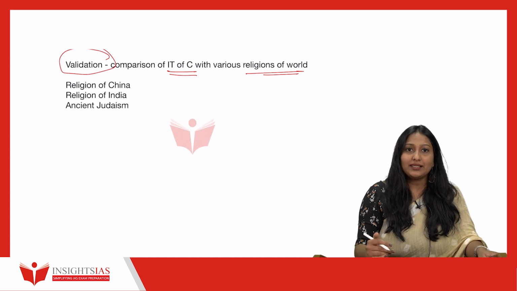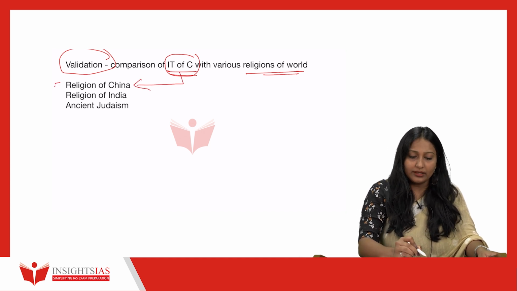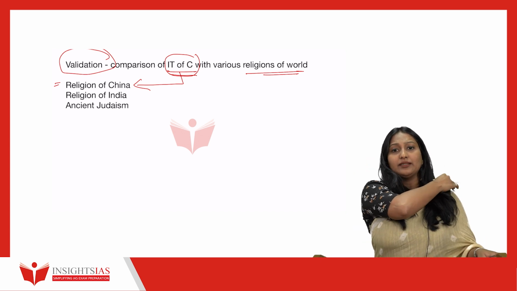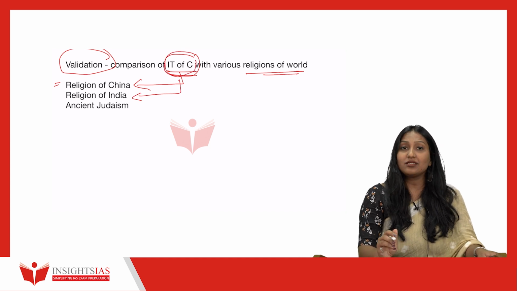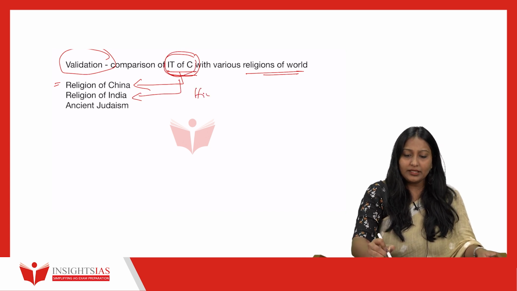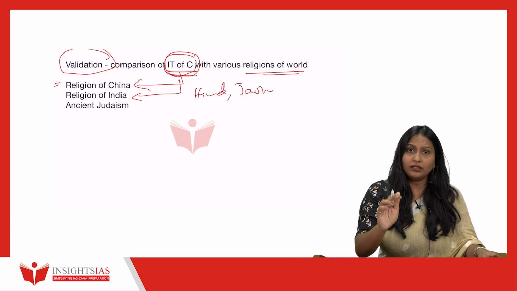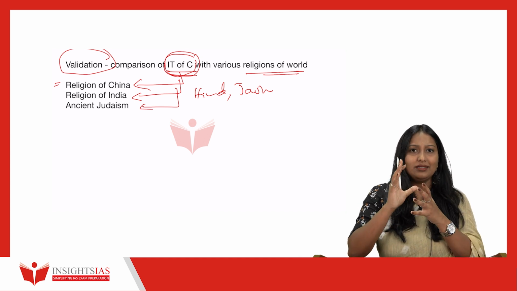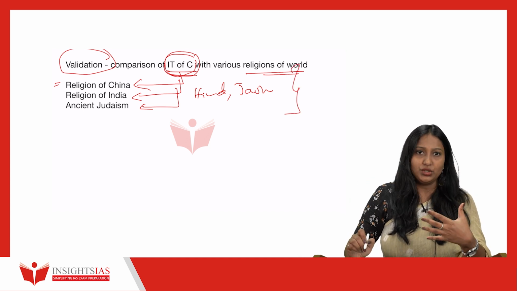So which religion will he compare? He will compare the ideal type of capitalism to the religion of China. This is the book title. Okay, you can write the book title, even if not, that is totally fine. And then he will compare capitalism to the religion of India. He'll compare Hinduism in India, he'll compare Jainism in India, and he'll also compare capitalism to that of Judaism.